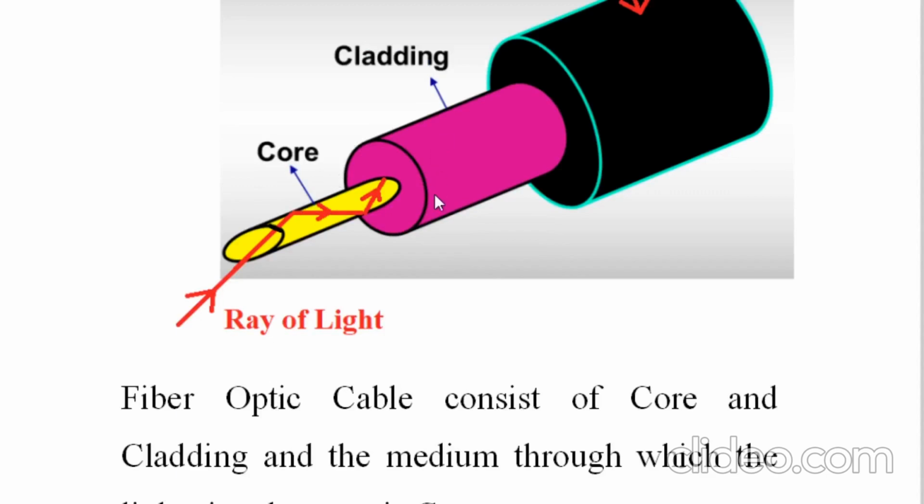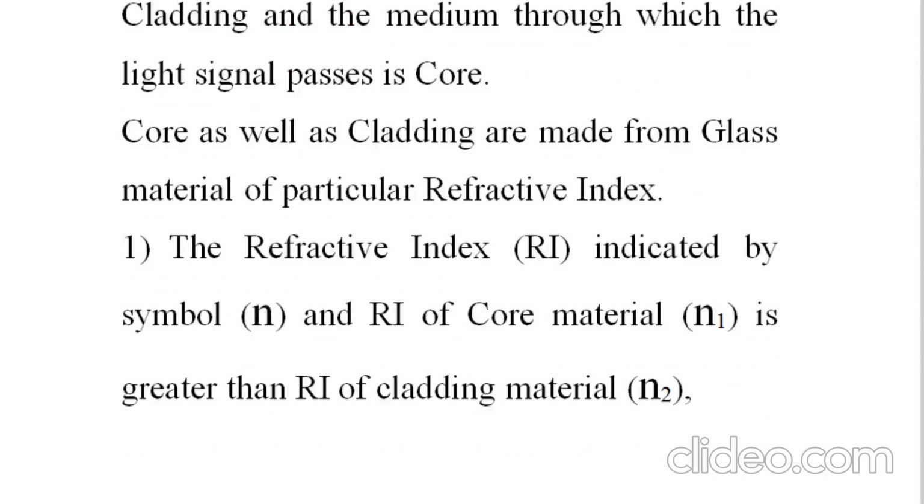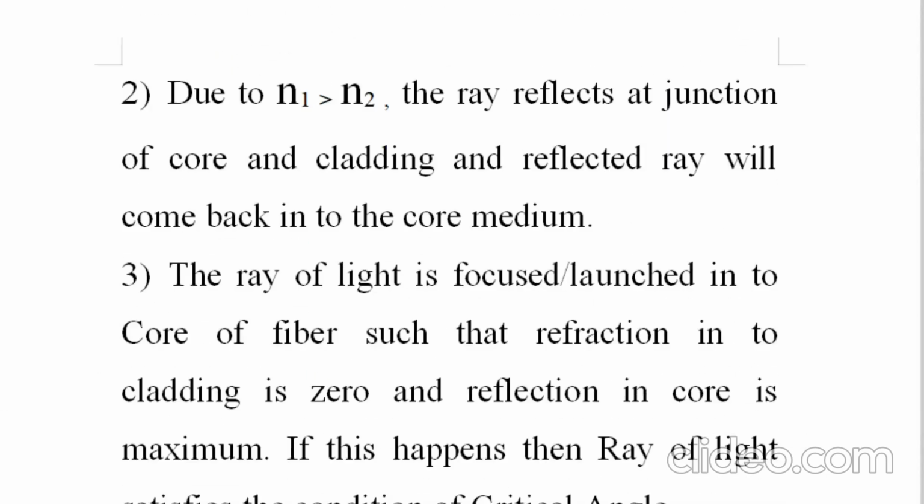Core is surrounded by the cladding. So in this way, cladding's refractive index N2 is less, core's refractive index N1 is greater, and due to this fact, the ray reflects at the junction of core and cladding.